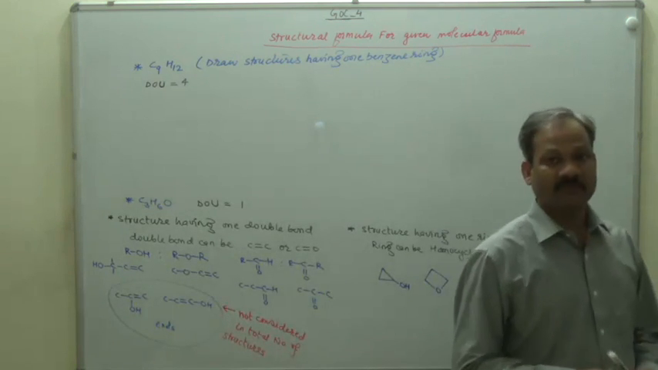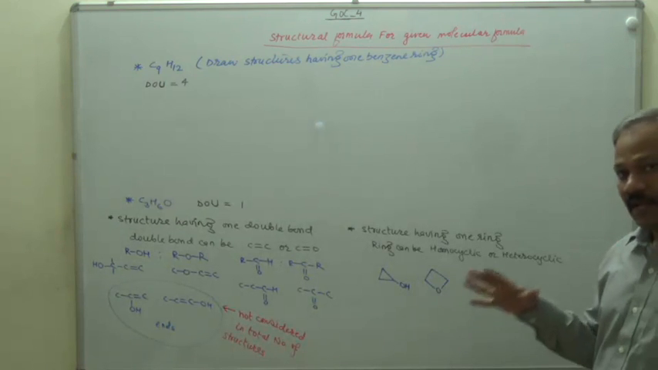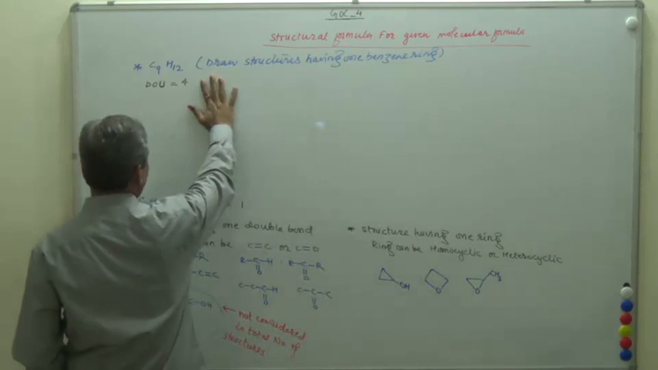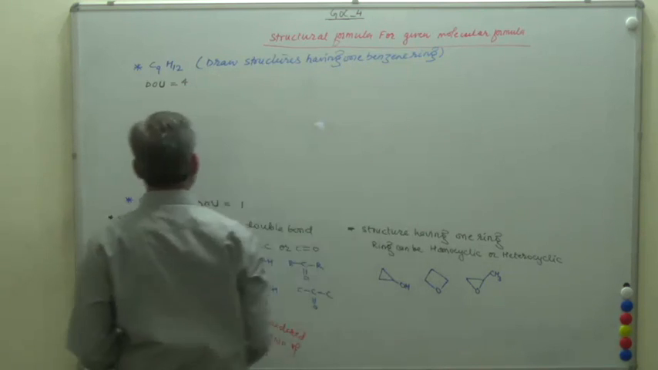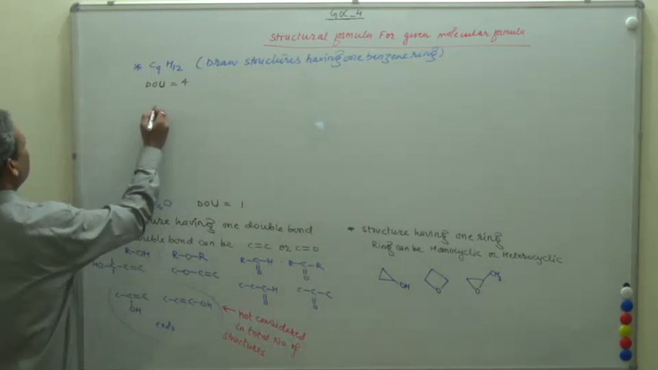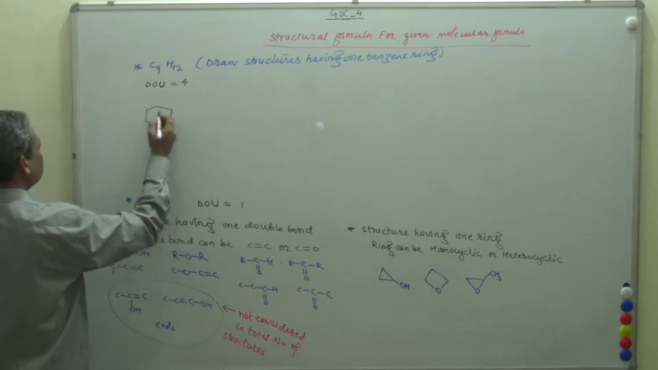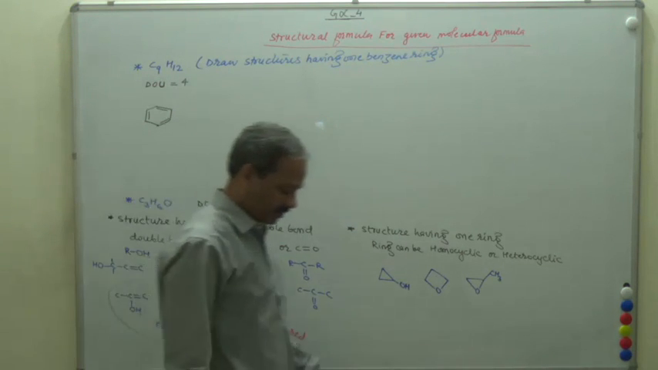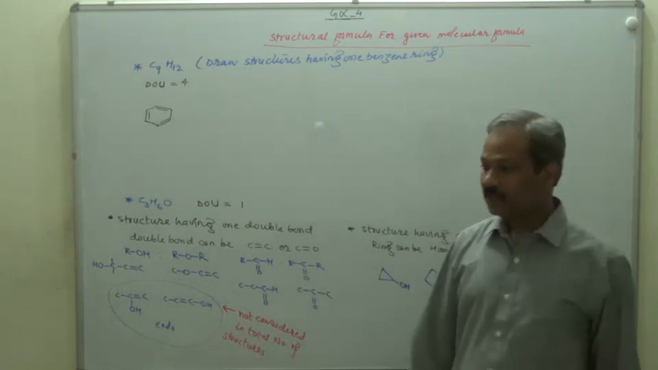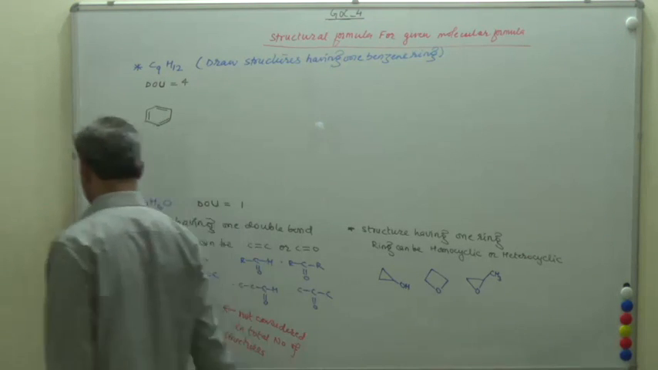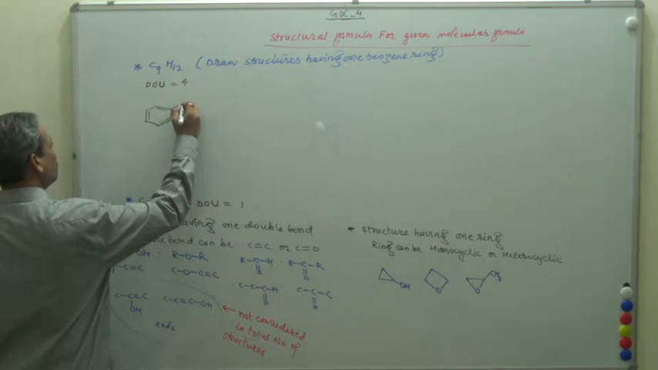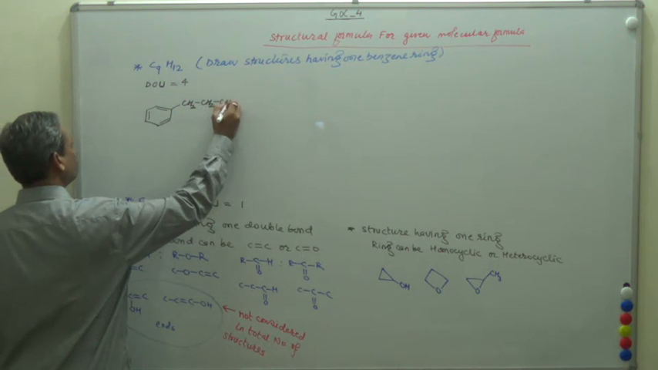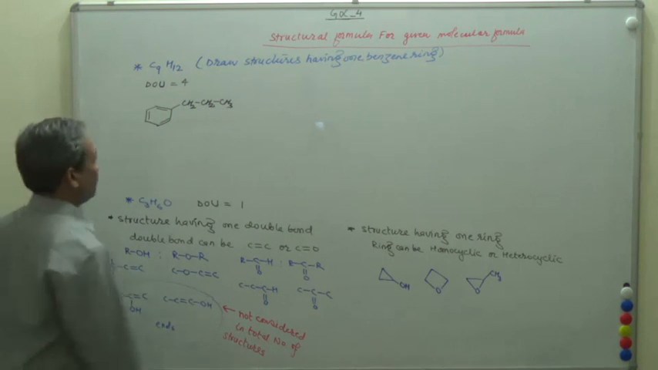So this compound can have a benzene type ring. And it is already instructed that we have to draw these structures having one benzene ring. So this is the benzene ring. And now we have to place the remaining 3 carbon atoms. So these remaining 3 carbon atoms can be placed as a side chain having 3 carbon atoms.